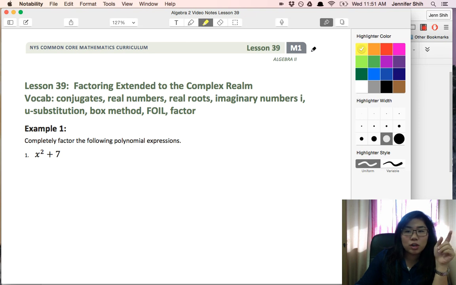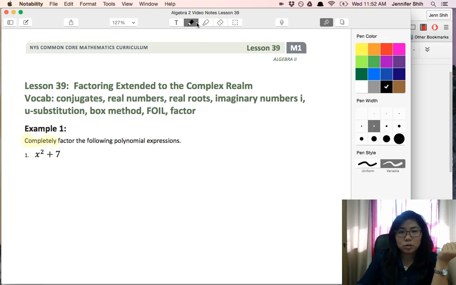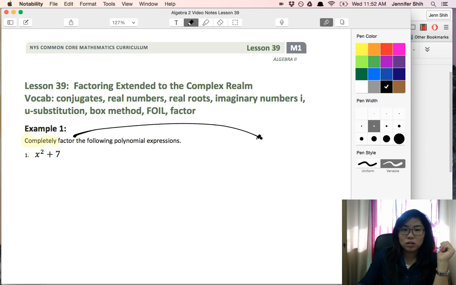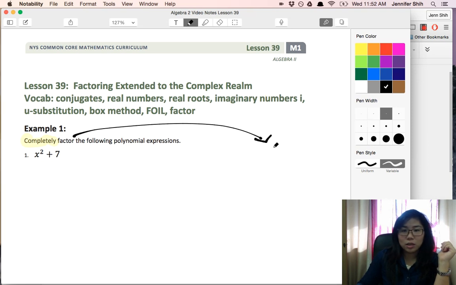So let's read the directions and let's mark up the directions however we need to annotate. Completely factor the following polynomial expressions. Well, I only have one polynomial expression, but if you got a question like this and you read the directions, you'd have to factor. So some of you feel like factoring could mean many things. For some of you, it means breaking into 2 binomials. For some of you, it means taking out the GCF.